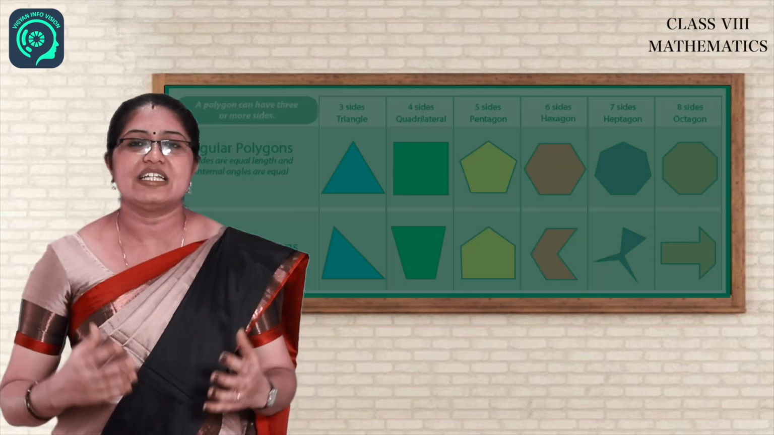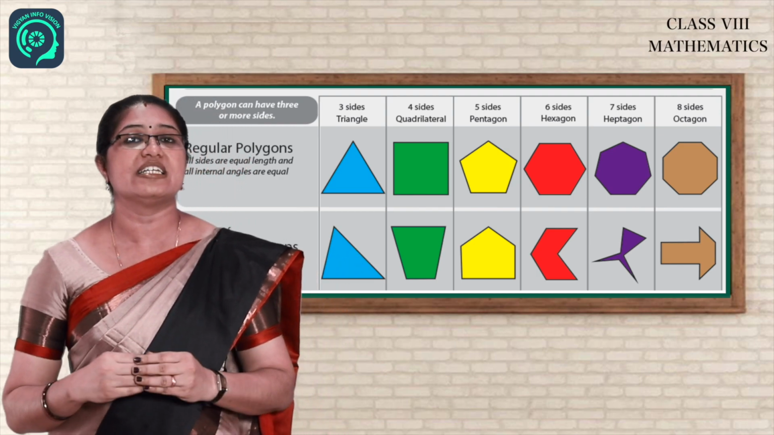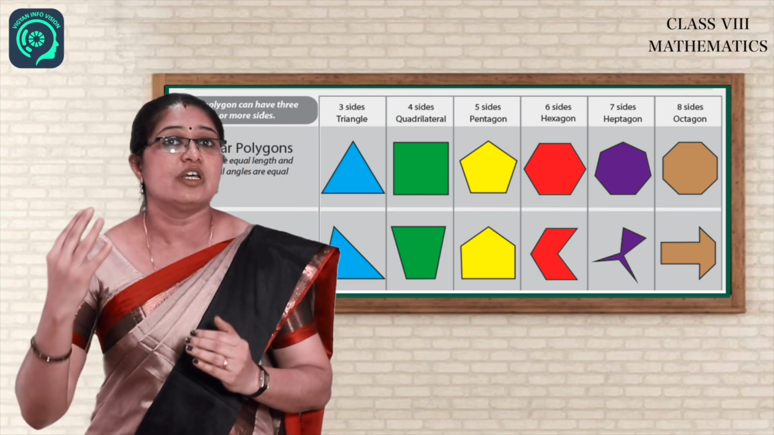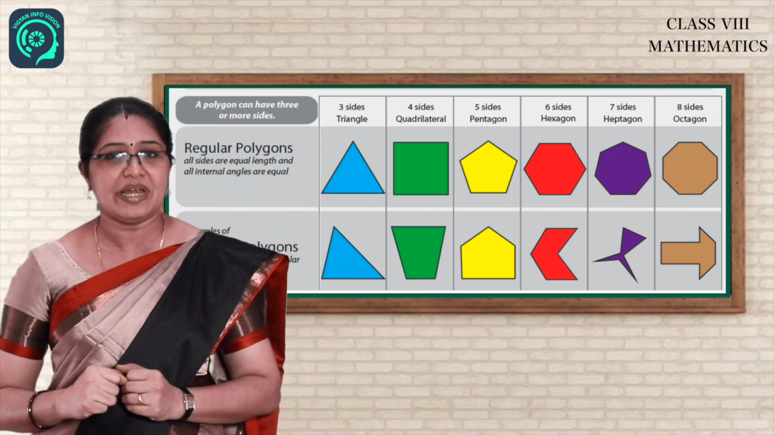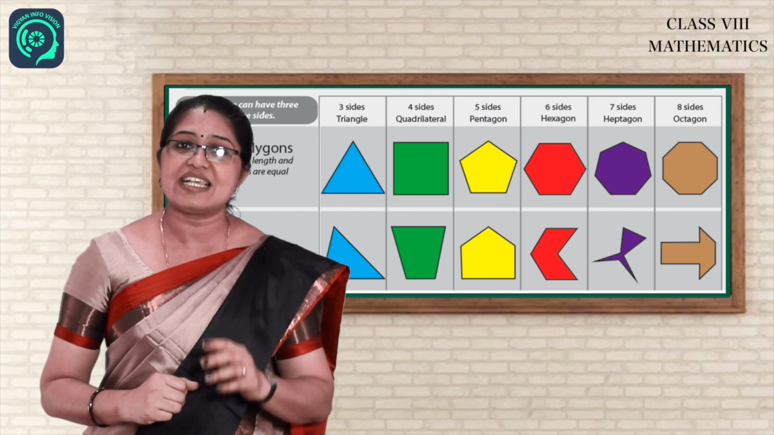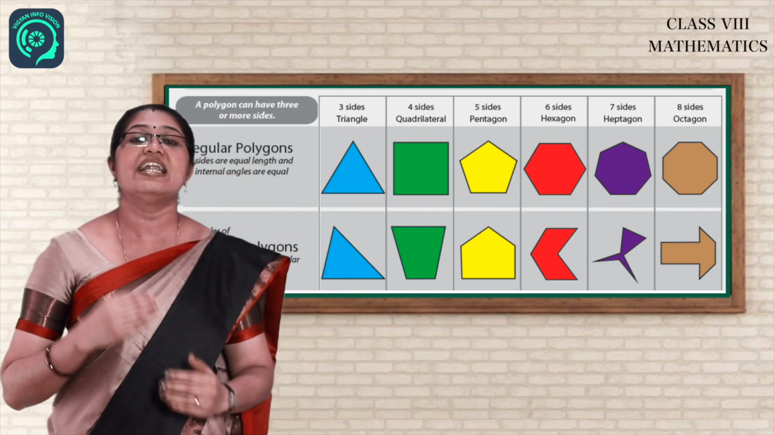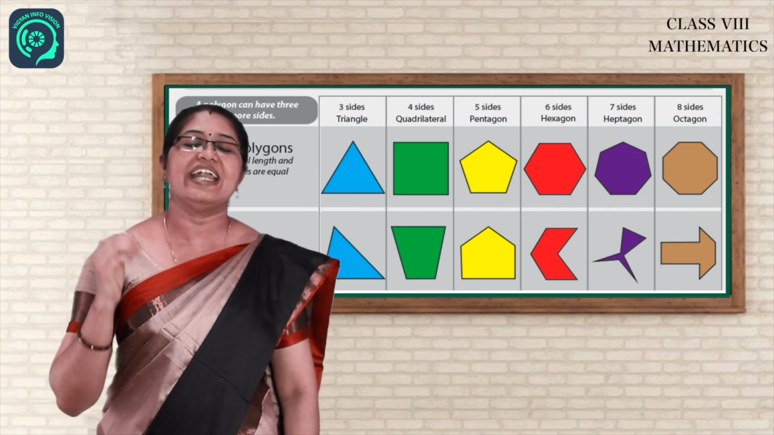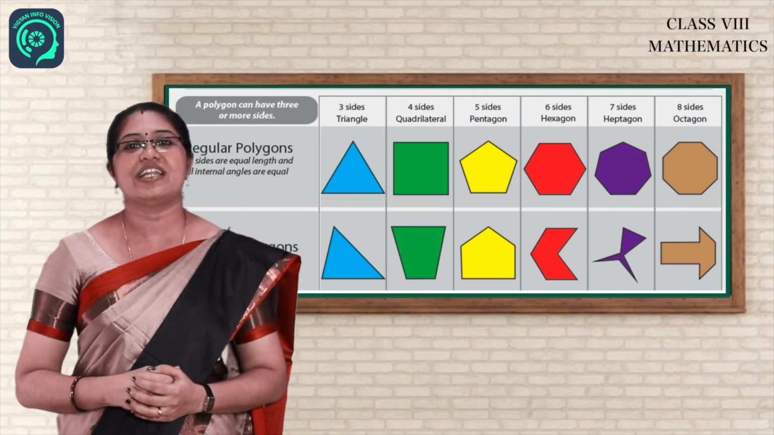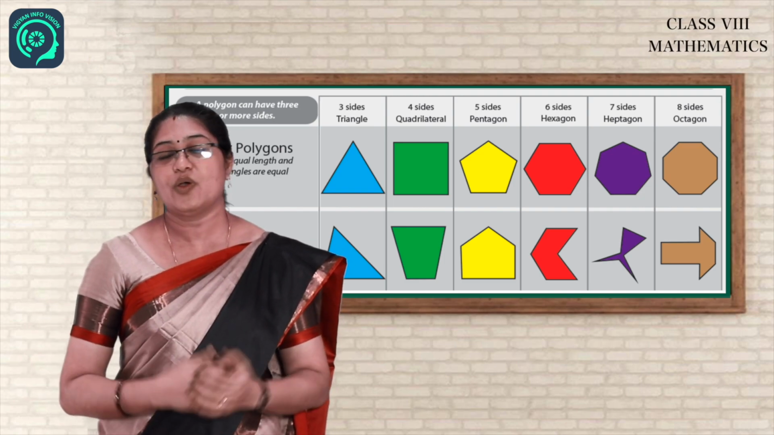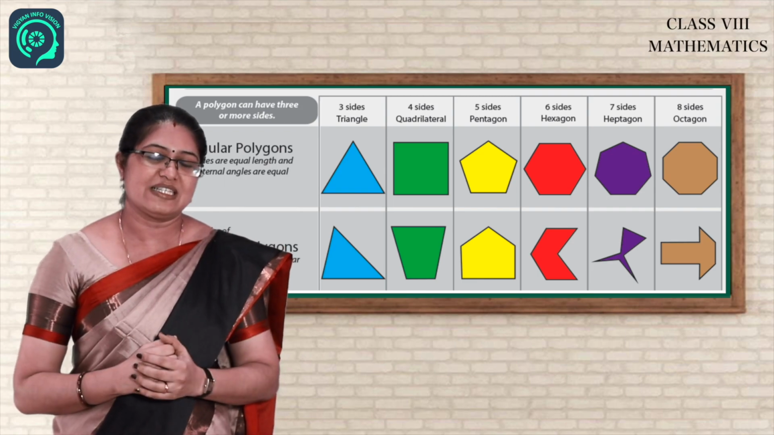If it is 3 sides, we call it a triangle. 4 sides, it is a quadrilateral. Square is also a quadrilateral. 5 sides, it is a pentagon. 6 sides, hexagon. 7 sides, heptagon. 8 sides, octagon. 9 sides, nonagon, and 10 sides, decagon. And if it is n sides, we call it an n-gon. Okay, so you are all familiar with these polygons.